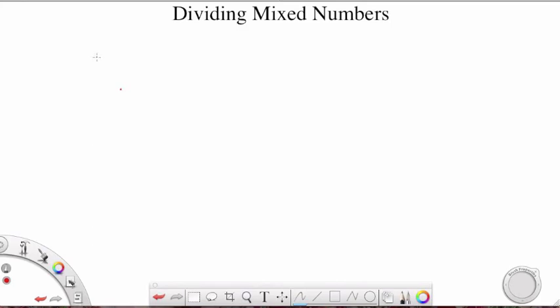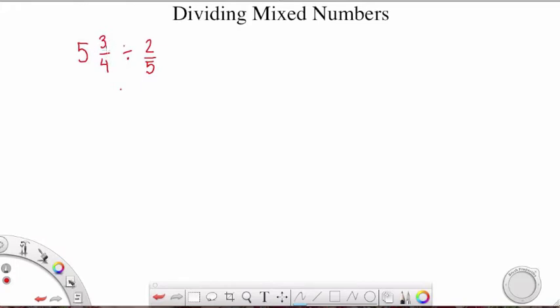Okay, boys and girls, let's take a look at dividing mixed numbers. The numbers that we're going to try to divide are 5 3/4 divided by 2/5. Okay, now the first step in dividing mixed numbers is a lot like multiplying mixed numbers. You got to get rid of the mixed numbers and convert them to improper fractions.